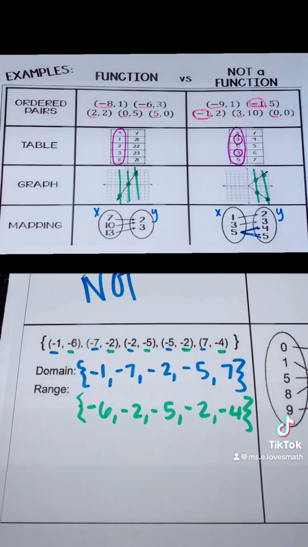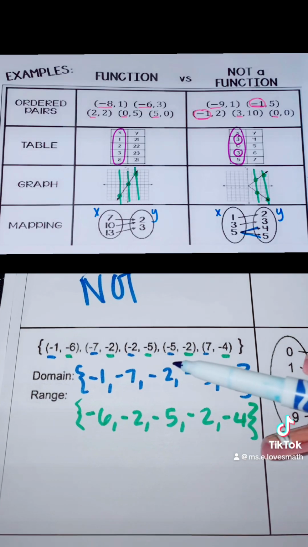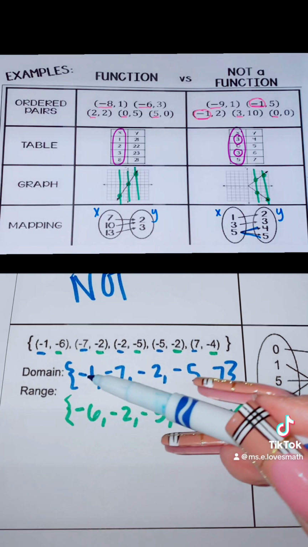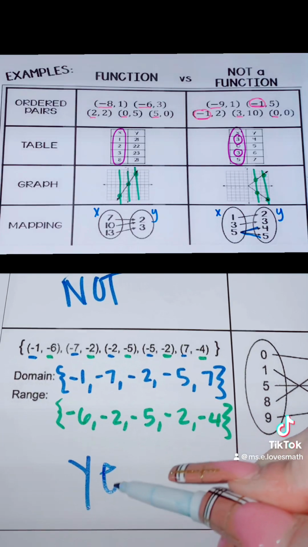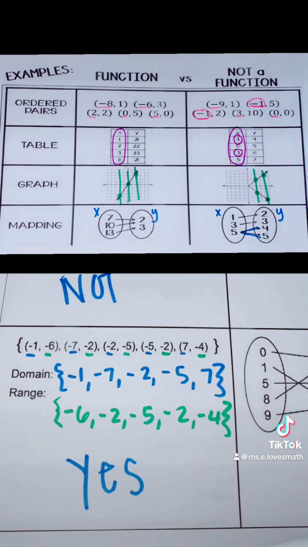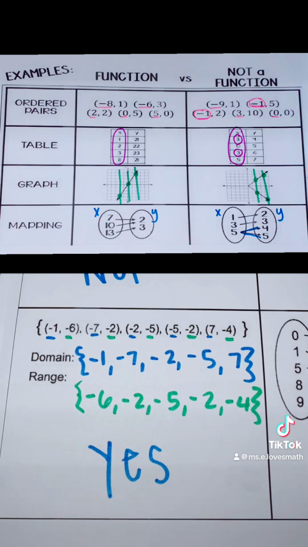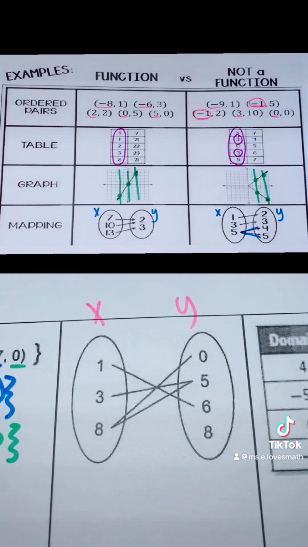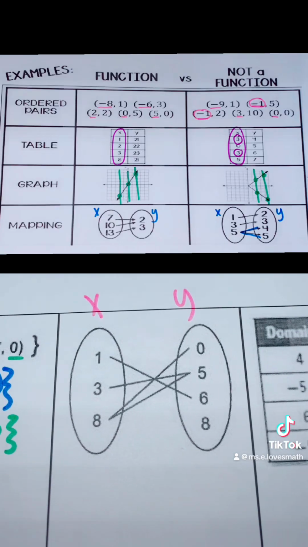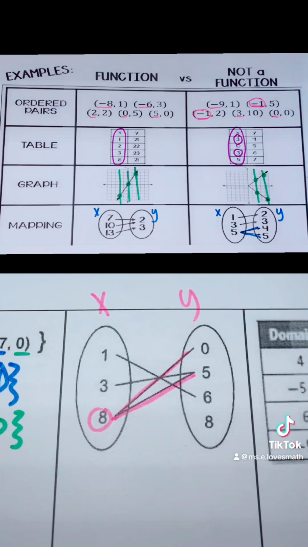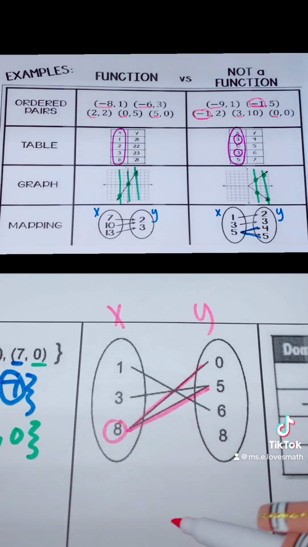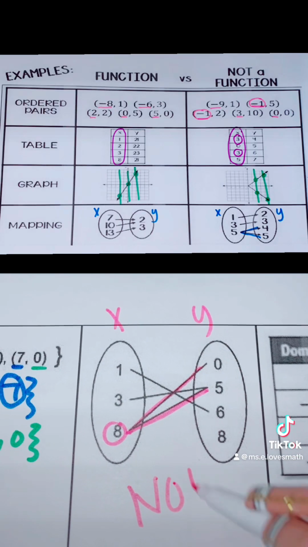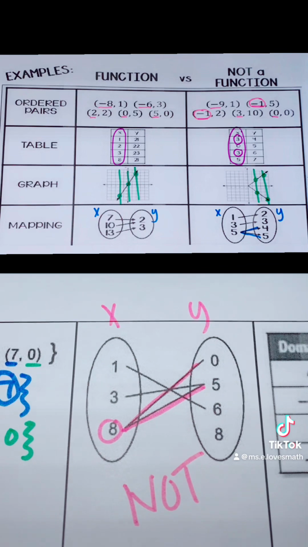Taking a look at this set of ordered pairs, I've listed out the domain and range. Looking at the domain, they are all different. So yes, this is a function. All right, let's take a look at this mapping diagram. As you can see, this 8 has 2 values coming off of it, so this is not a function.